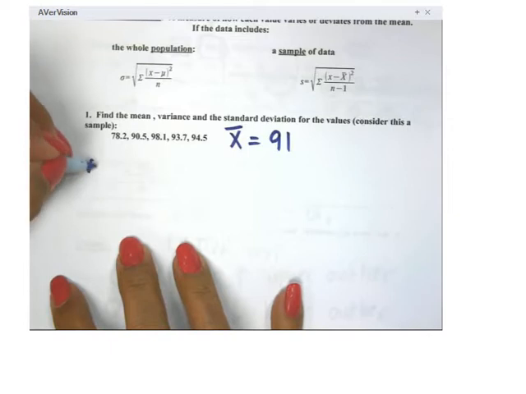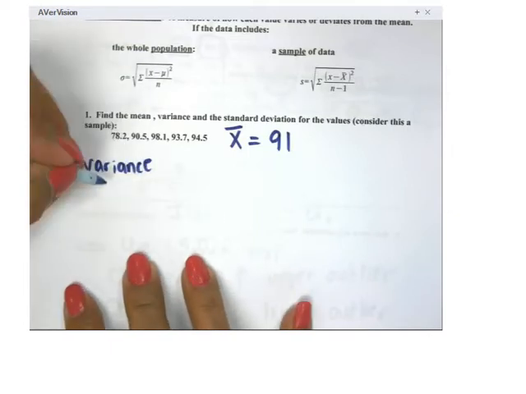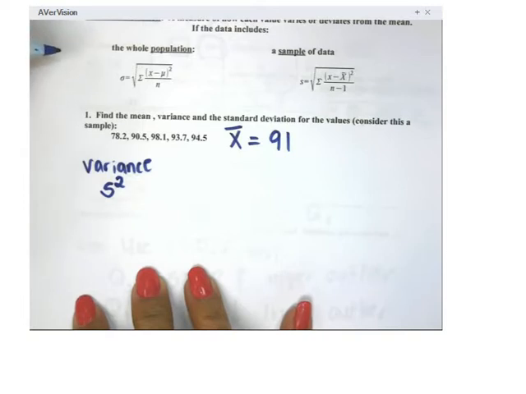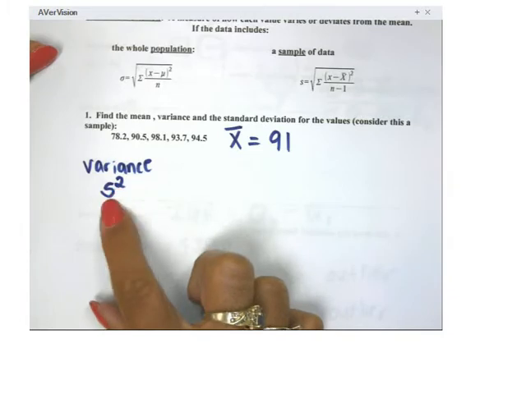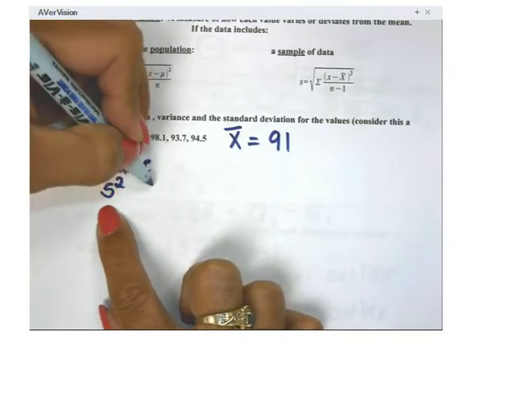Now, the next thing we're going to do is find the variance first. You will always find the variance first. And the symbol for a sample is going to be S squared. So we're finding a sample standard deviation. This is just a sample of numbers. And the variance symbol, again, is S squared when we have a sample.